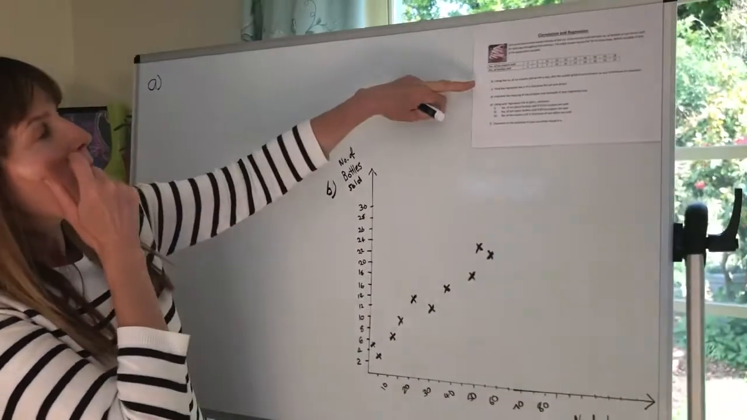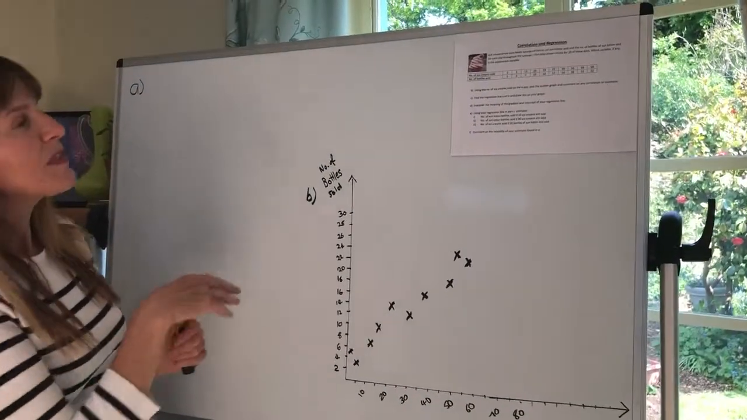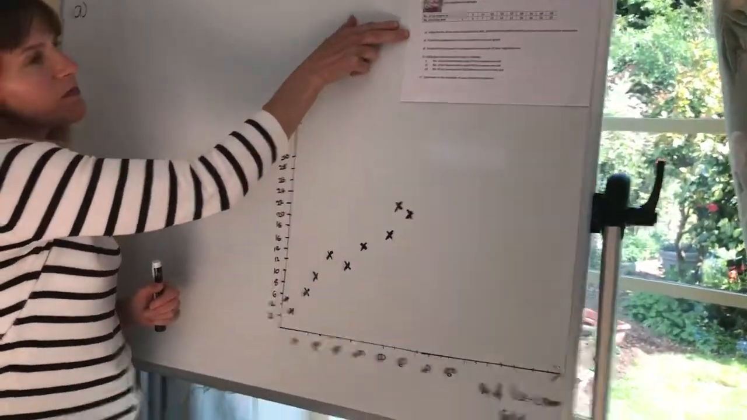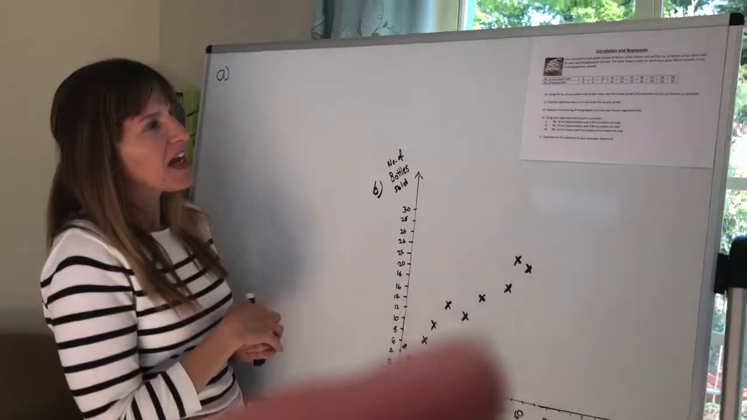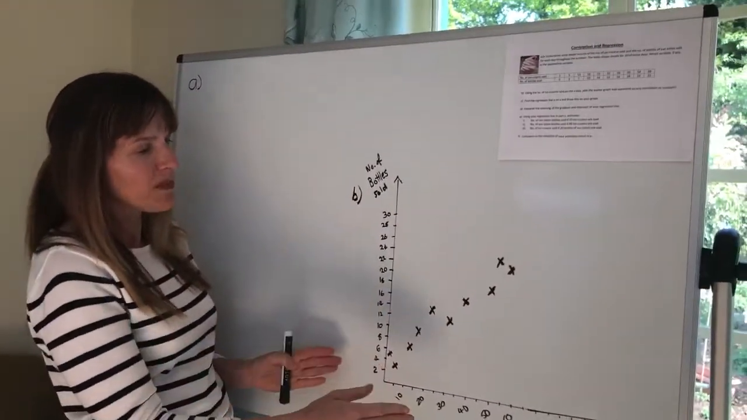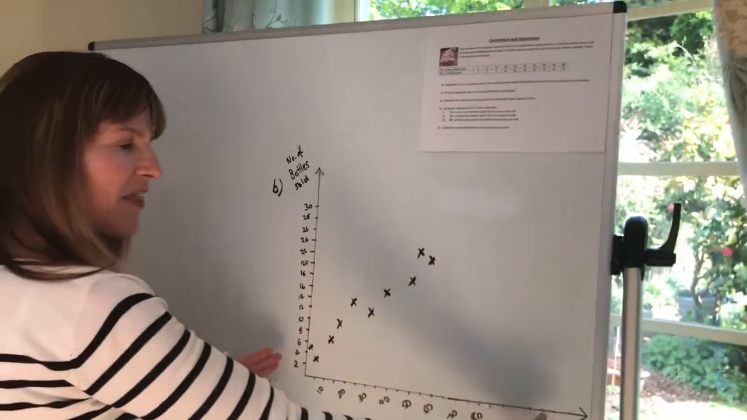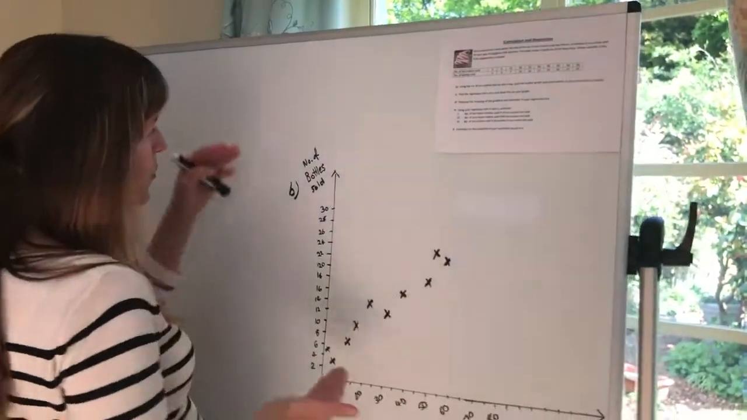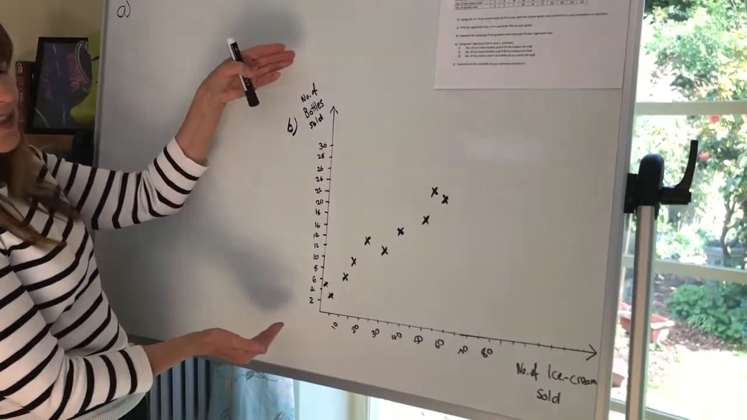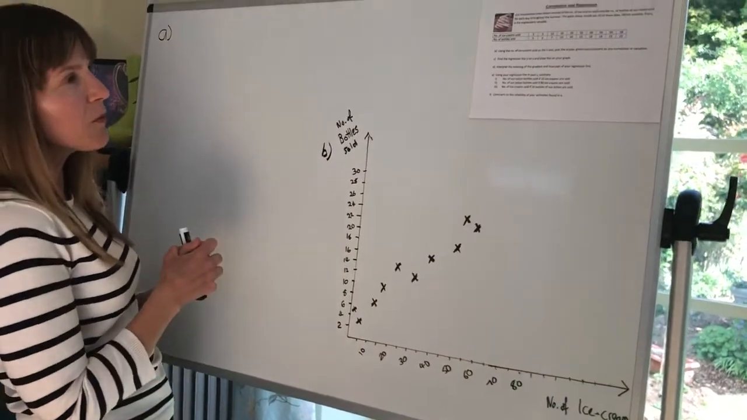This is why on part B, I have specifically said I'd like your x-axis to be number of ice creams sold. So we're now saying that is the explanatory variable. This is your dependent variable or response variable.